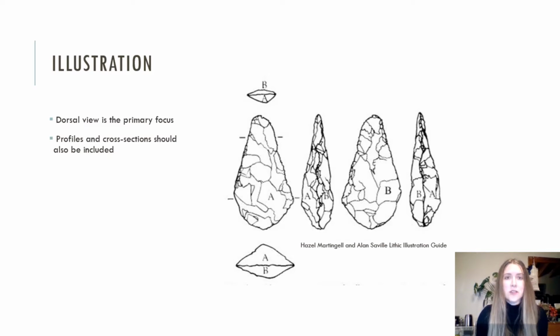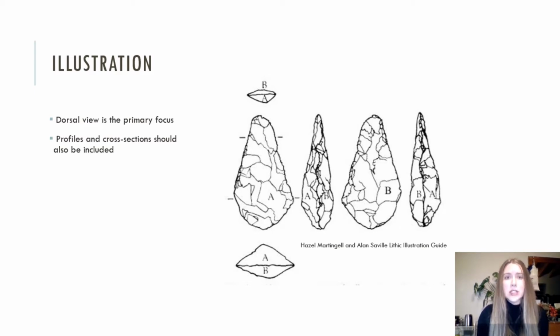In illustrations, the ventral face is often omitted in favor of portraying the dorsal face only. So it's fairly common to see illustrations of only the dorsal surface along with a side profile view or a cross-section. This is generally due to the fact that more information can be gained from the dorsal face as related to stage of reduction and retouch, whereas the ventral face is often a single surface. However, if the ventral face does exhibit characteristics such as retouch or flake scars, it is still important to illustrate the ventral surface as well.